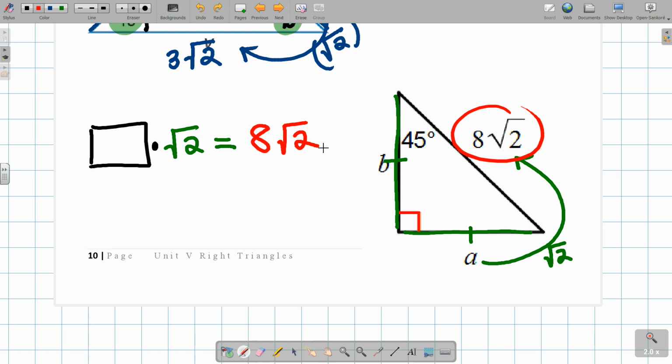Something times root 2 is 8 root 2. Say it one more time. Something times root 2 is 8 root 2. Ask yourself, what's the something? I'll give you 10 seconds to figure that out yourself. Something is simply 8. 8 times root 2 is 8 root 2. And whatever A is, B is going to be the same thing.